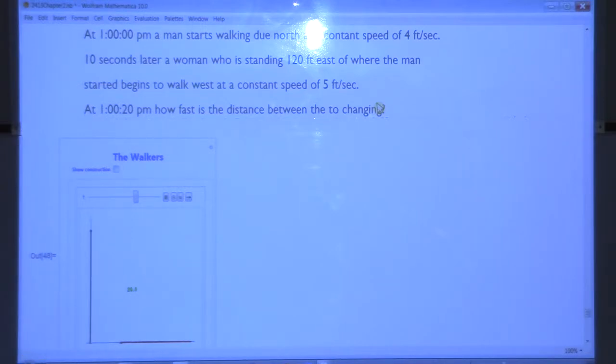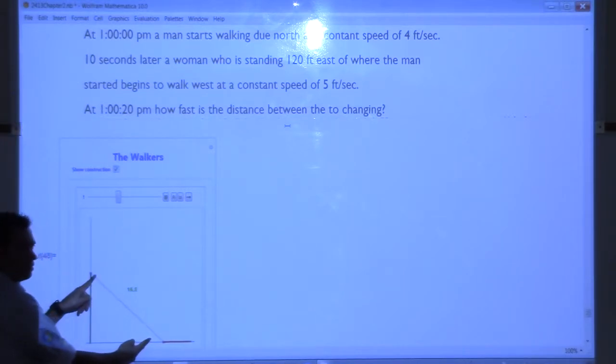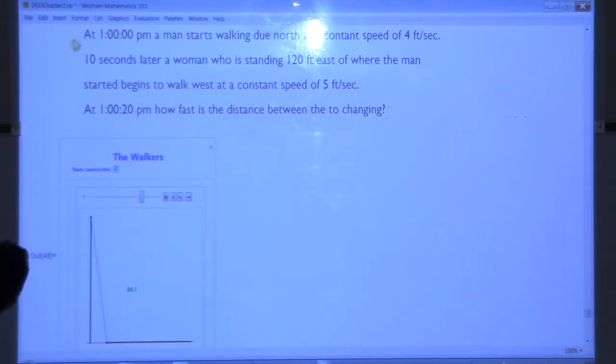changing? So we're interested in that distance between them. Start it over. So right now, he's just moving. She hasn't started her motion yet. And now we start the motion, so we can start talking about the distance between them. This blue line, the length of that is changing. Depends on where they are. And so we want to know at that instant, 20 seconds, how fast was that blue line either shrinking or growing? Understand?